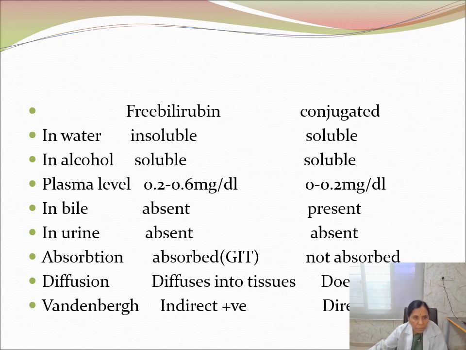And the differences between free bilirubin and conjugated bilirubin. Free bilirubin is insoluble in water, conjugated is soluble, and both are soluble in alcohol. Plasma levels: up to 0.6 milligrams for one, and 0.2 milligrams per deciliter for the other. In urine, it is absent in both. In absorption, one is not absorbed, whereas the other is absorbed through the GIT. On diffusion, one diffuses into tissues. And the Van den Bergh test: indirect positive for one, direct positive for the other.